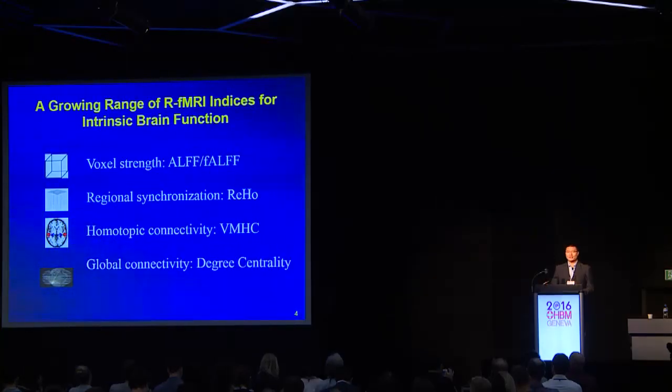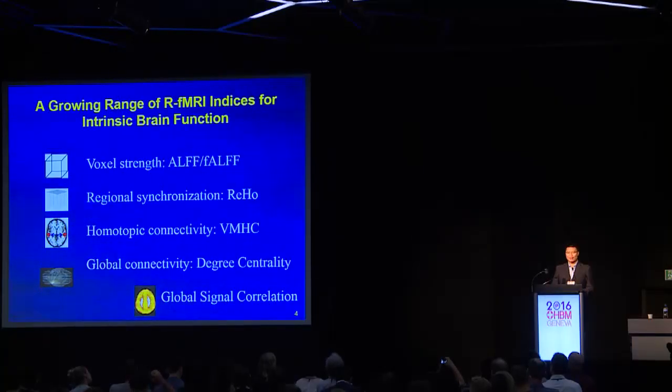We can also measure global connectivity. We characterize a voxel's connectivity with every voxel in the brain and count the significant connections, which we call degree centrality. Another way to calculate global connectivity is to take a global signal and calculate the correlation between the global signal and each voxel. We can use this method to define how a voxel follows the brain trend.